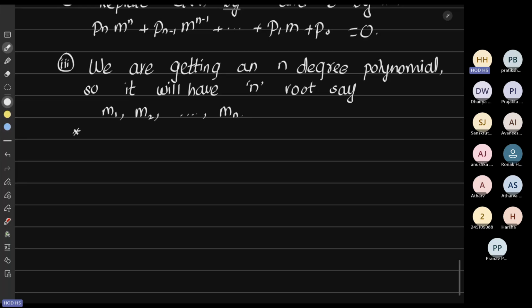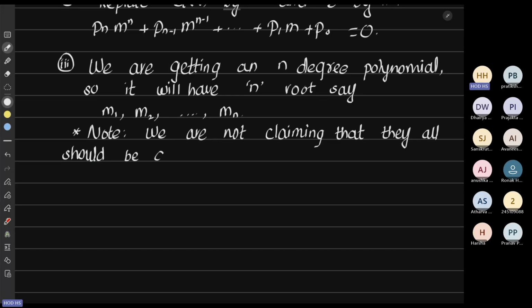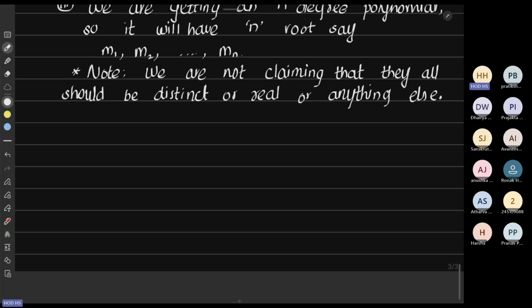Note that we are not claiming that they all should be distinct or real or anything else. They are just roots. We are not claiming anything about the behavior of those roots. So we will get n roots.